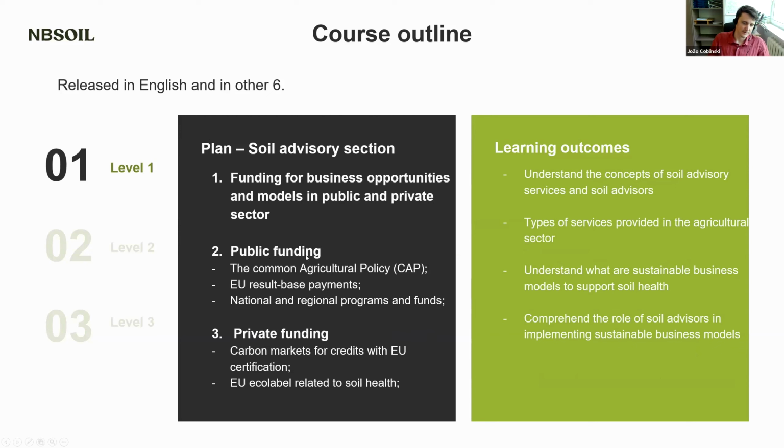For example, in public funding, we will explain more about the Common Agriculture Policy, the EU result-based payments, and the national and regional programs and funds, and also give some dynamic examples about this. Also, about private funding, we work more on the carbon markets for credits with EU certifications and the EU eco-label related to soil health. And what are the learning outcomes from this section of level 1?